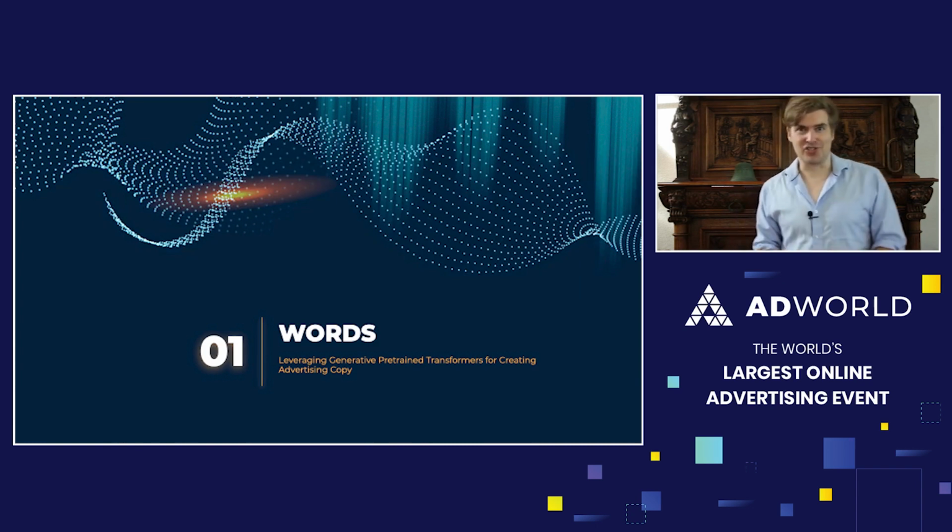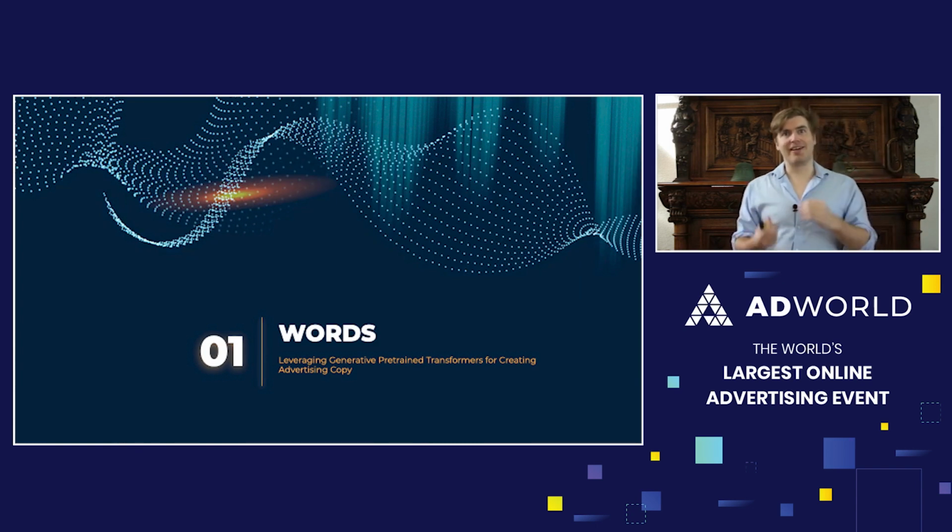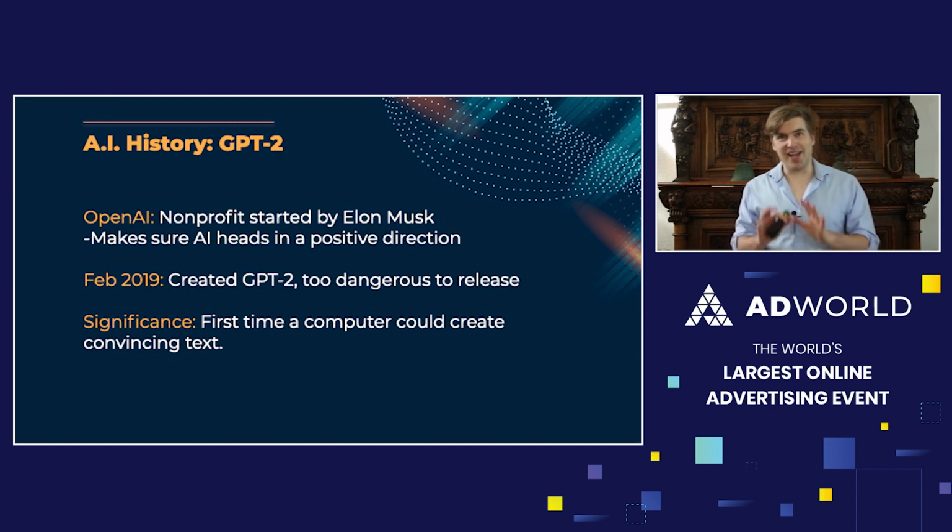Okay, so first section, we're going to talk about words, leveraging generative pre-trained transformers for creating advertising copy. So a little bit of AI history, we're going to talk about GPT-2. OpenAI is a nonprofit that Elon Musk created to make sure that AI heads in a positive direction. Elon Musk believes that AI could be a danger to humanity. I don't. But I'm really glad that he created this company, OpenAI, because they are at the forefront of all the coolest inventions using AI.